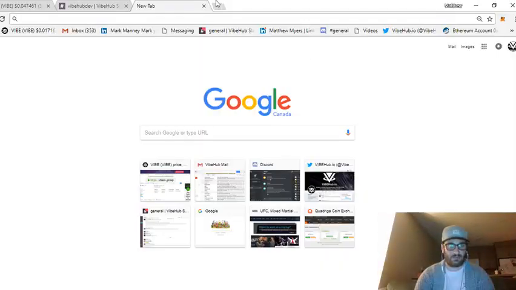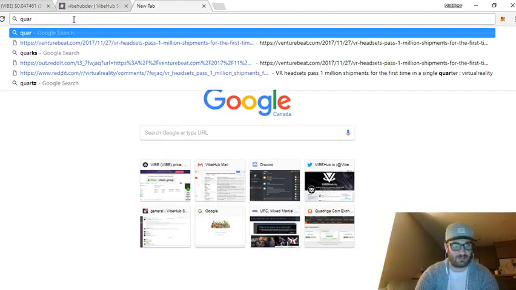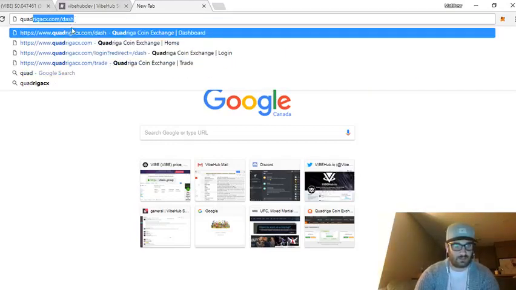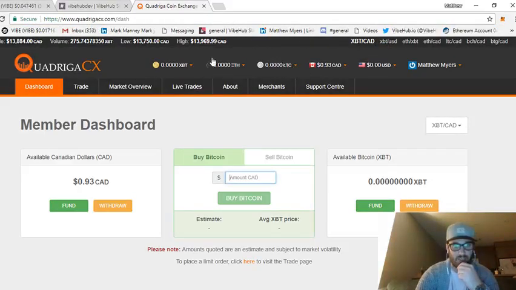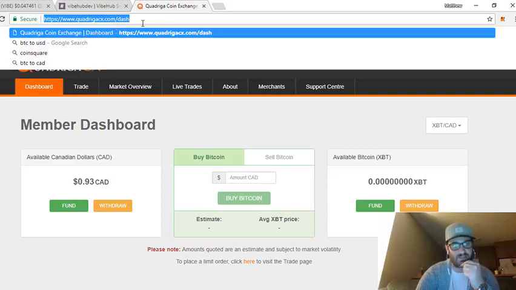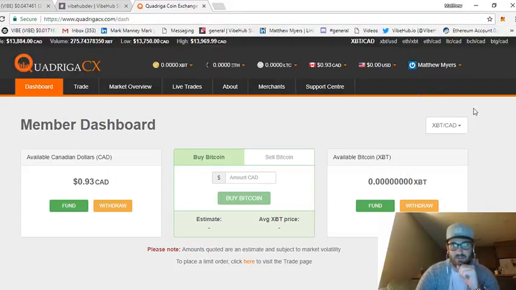Hey everybody, today we're going to look at how to fund your account with Canadian dollars and buy Bitcoin. We're going to look at a couple other things too to help you guys out. You're going to be funding your account with Canadian dollars to buy Bitcoin on quadrigacx.com. This is a Canadian exchange and it's pretty legit. It's really good. It's fast.